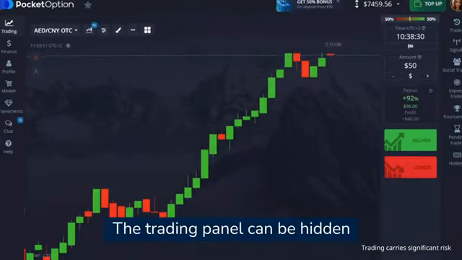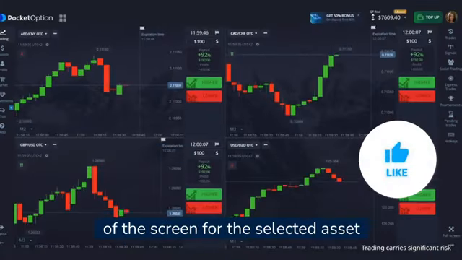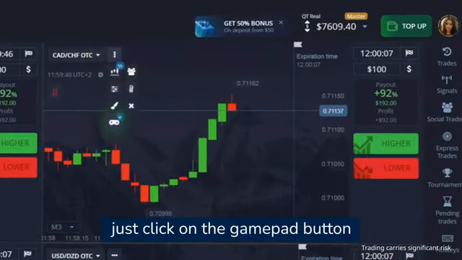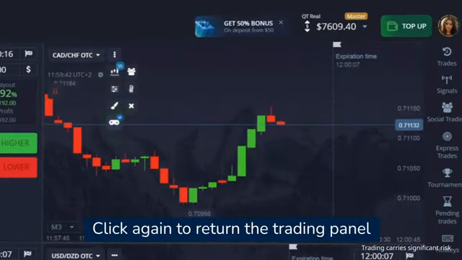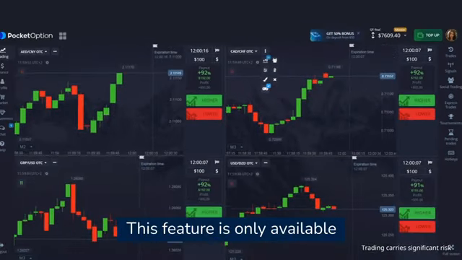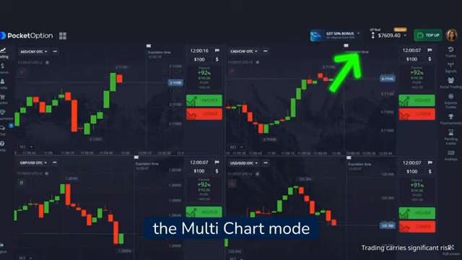The trading panel can be hidden in the multi-chart mode to free up the working area of the screen for the selected asset. To do that, just click on the Gamepad button, click again to return the trading panel to the screen. This feature is only available in the multi-chart mode. Learn more about the multi-chart mode in this video.